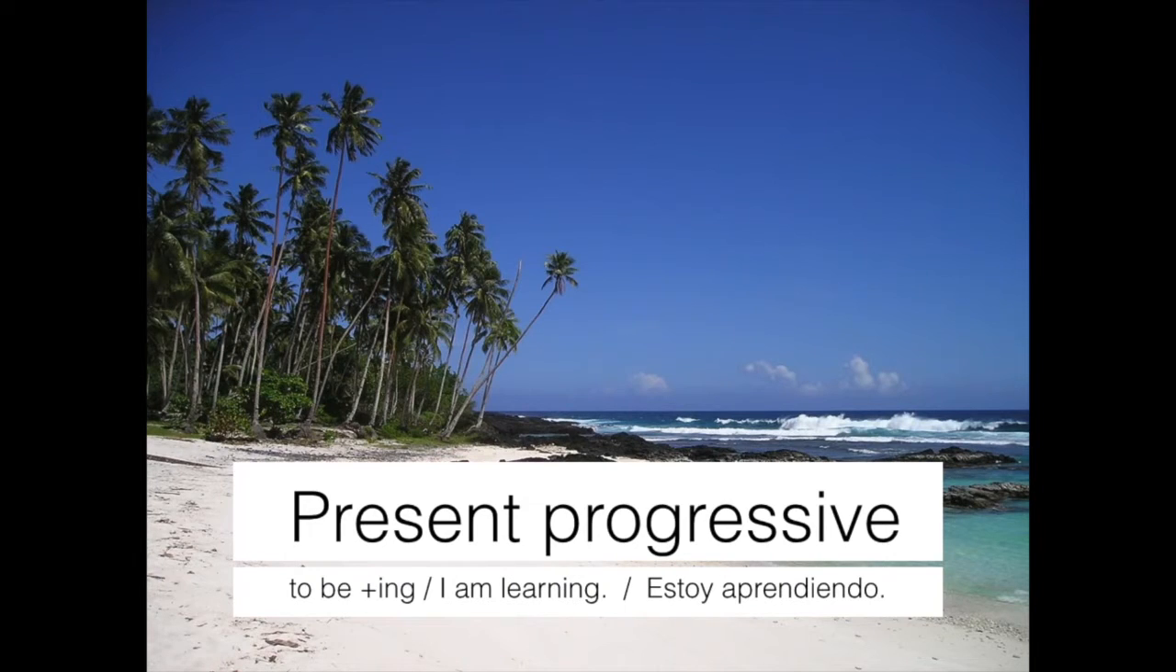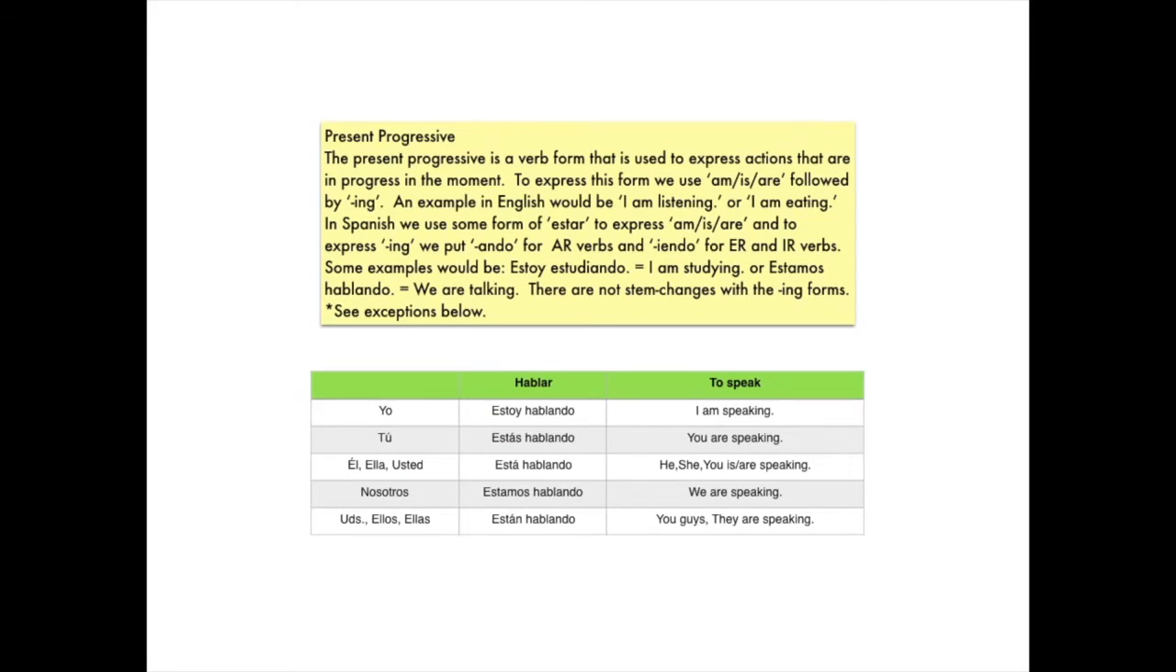In this section, we will cover the present progressive. The present progressive is a verb form that allows us to express what is happening in a moment. So, the present progressive is a verb form that is used to express actions that are in progress in the moment. To express this form, we use am, is, or are, followed by a verb with the ing ending at the end of it. An example in English would be, I am listening, or I am eating.